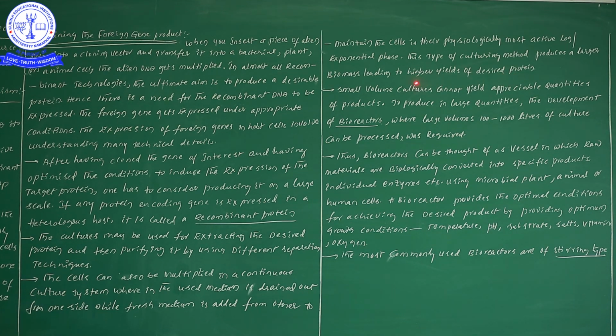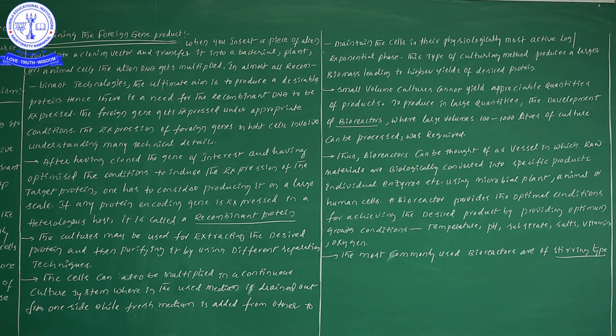So definitely, in huge quantities we can obtain the huge quantities of biomass, and thereby we can get a high yield of desirable protein. Okay, somewhat information they have given. Next one, the small volume. Small volume cultures cannot yield appreciable quantities of products.